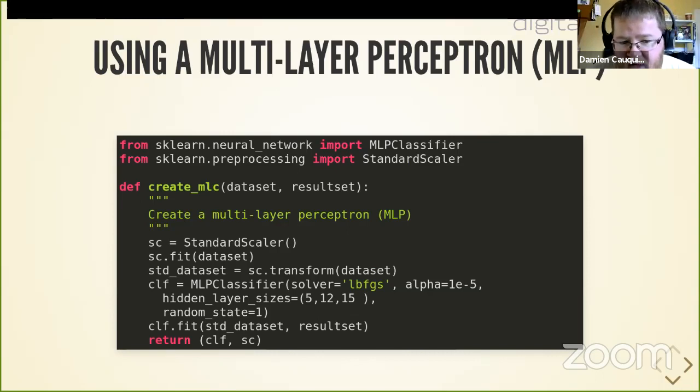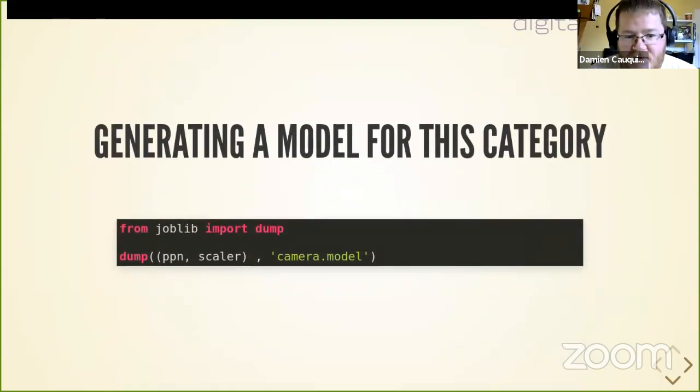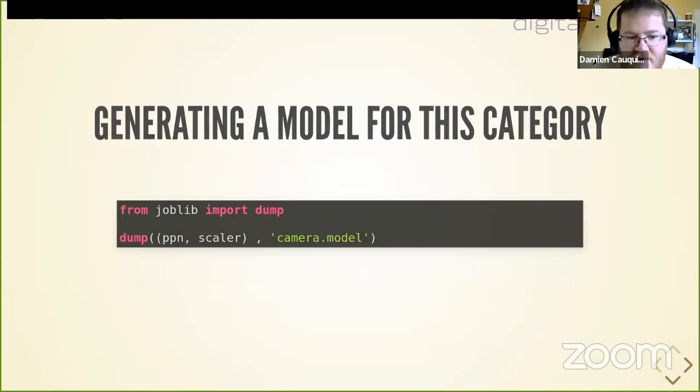We get a standard scaler, which is used to standardize the values of my dataset, and then a trained perceptron that can be used later to predict outputs. So these two values, this perceptron and this scaler, can be saved for persistence on a disk. So I saved this into the camera.model file, which is the model that can be used.